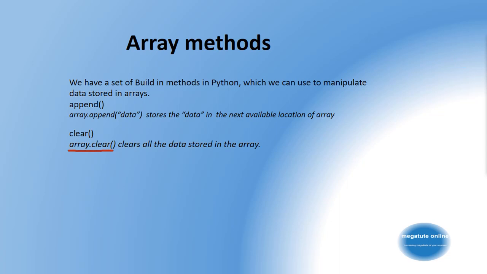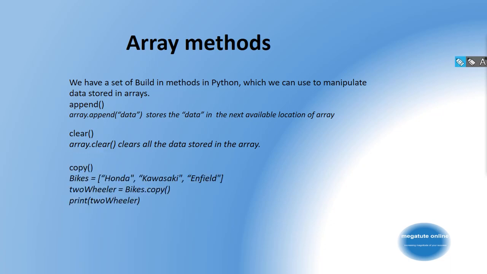So if I use it like this, here of course the name of the array will come. So name of the array dot clear, and it clears all the data stored in that particular array. All right. Let's see if we can have an example of this.